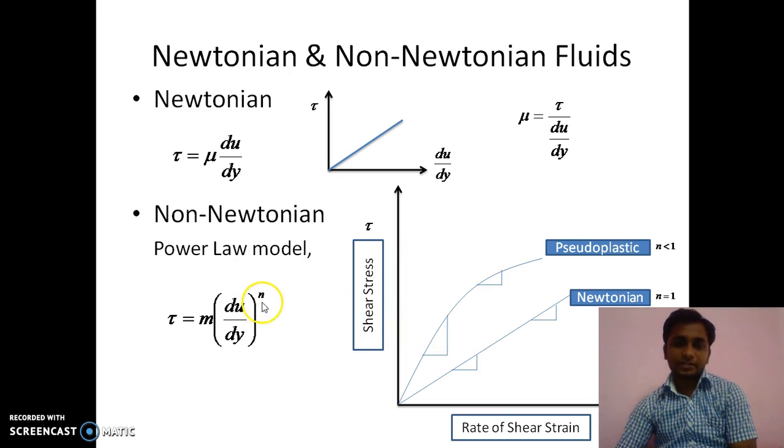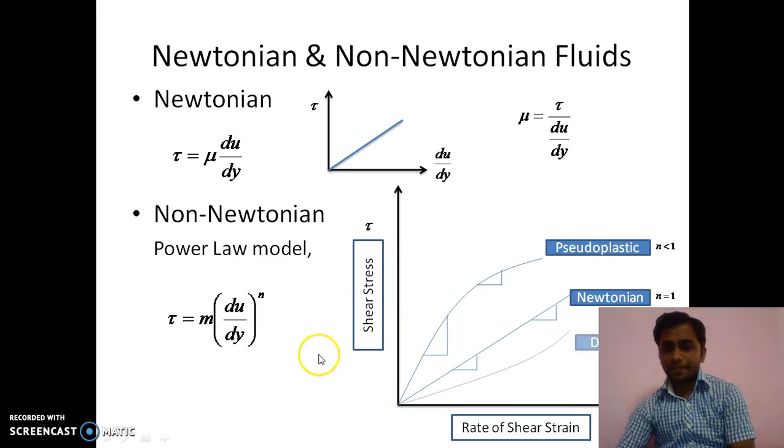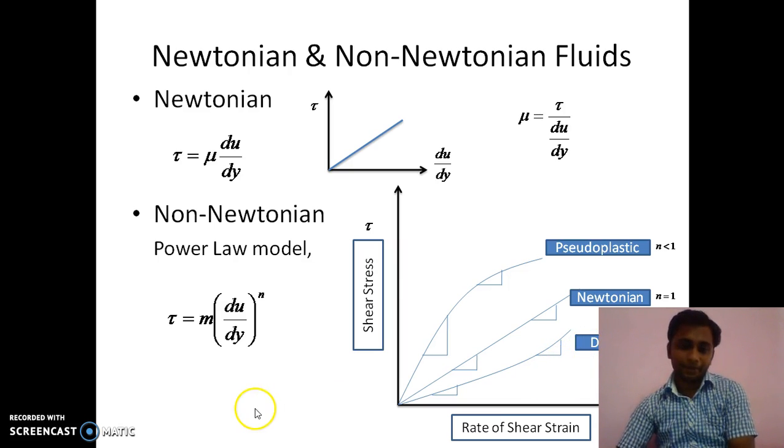Now for the third case, that is n greater than 1, if we plot it, we will get such a kind of curve, and this type of fluid is known as dilatant fluid, and for these fluids we have n greater than 1. Again we can observe here the slope is smaller here and we have a larger slope here. So the slope is going on increasing as the rate of shear strain increases. It means that mu increases with increase in rate of shear strain, and such types of fluids are known as dilatant fluids.